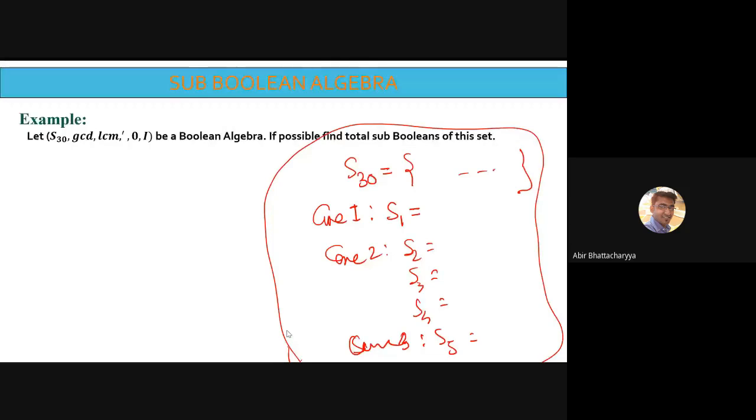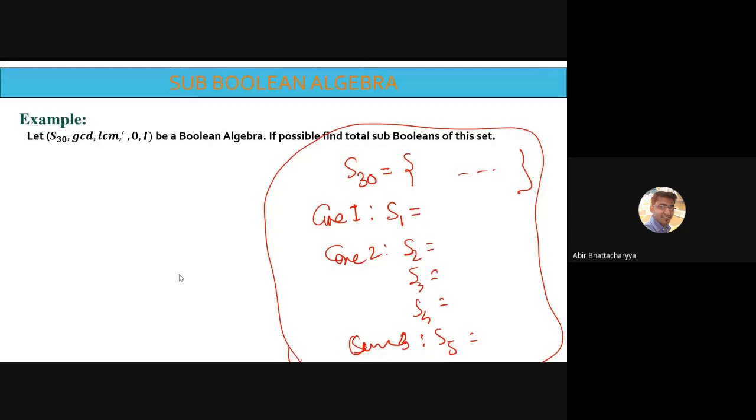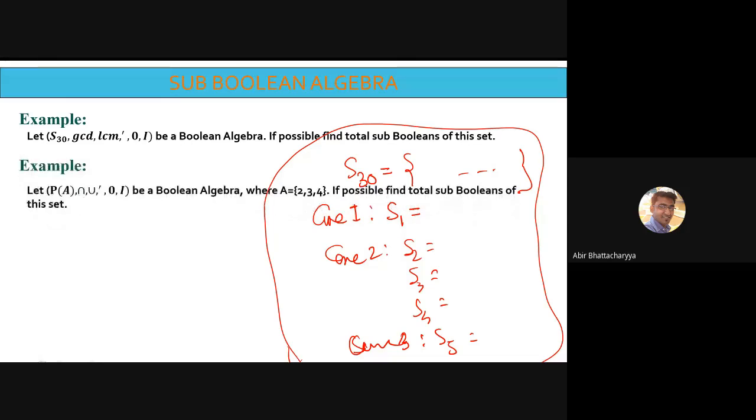So S30, yes, Matthews is correct. Zero element is 1 and I element is 30. So the sub-Booleans are 1, 2, 15, 30; 1, 3, 10, 30; 1, 5, 6, 30. And in case number 3 it is the whole set of divisors of 30. Correct, Matthews, everything correct. Okay, so go for the next one. If you have done with this first example, go for the next one.